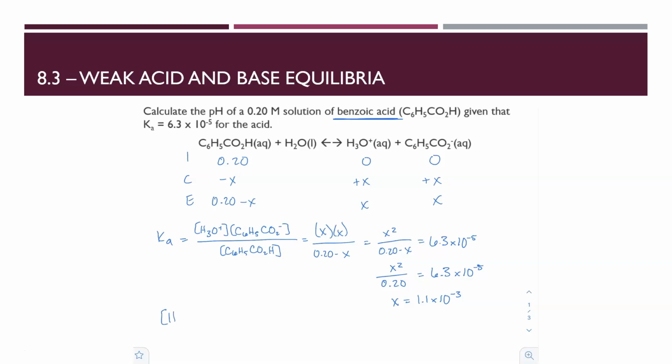So, well, in this case, hydronium. So my hydronium ion concentration is 1.1 times 10 to the negative 3, which means my pH is going to be negative log of 1.1 times 10 to the negative 3, which gets me a pH value of 2.96 as my answer.